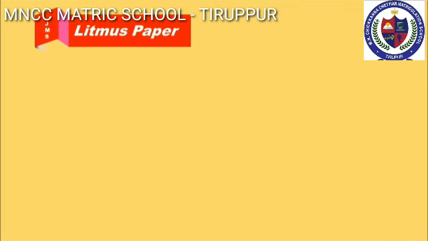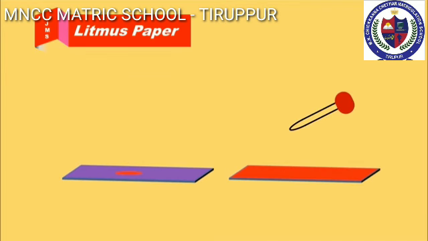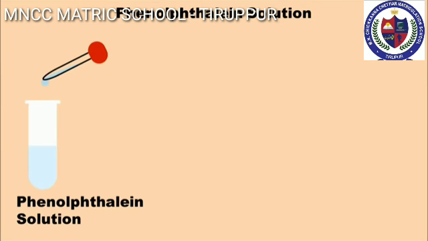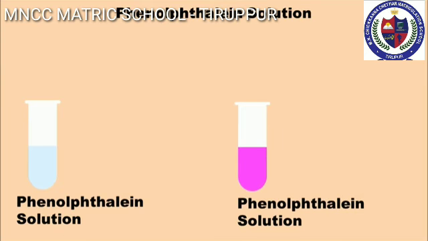Next we learn about tests for acid and base. Test with litmus paper. An acid turns blue litmus paper red and a base turns red litmus paper blue. Next, test with the indicator phenolphthalein. In acid medium, phenolphthalein is colorless. In basic medium, phenolphthalein is pink in color.